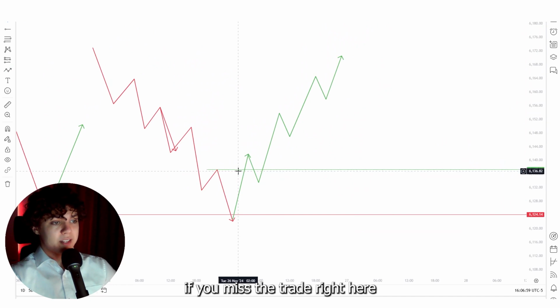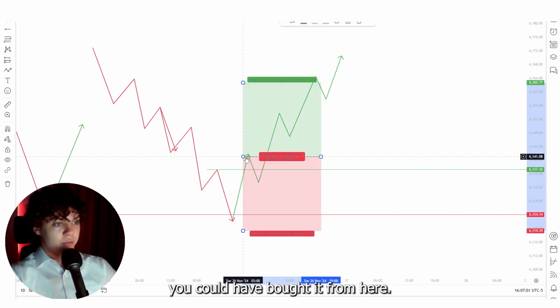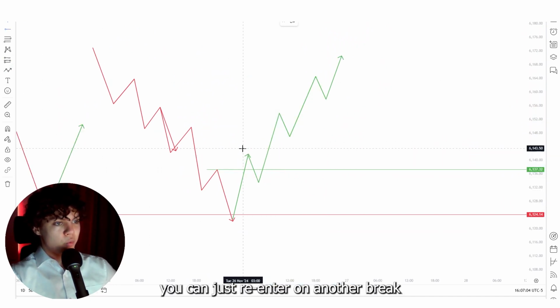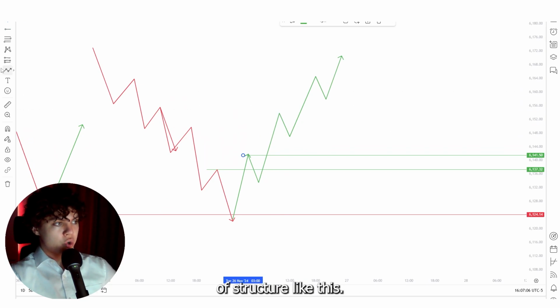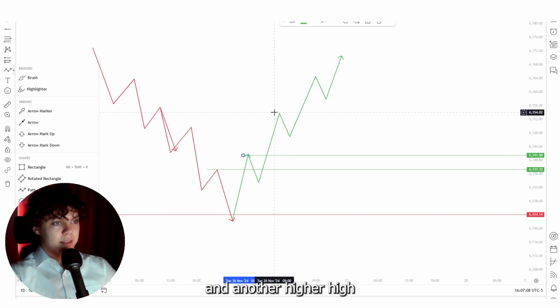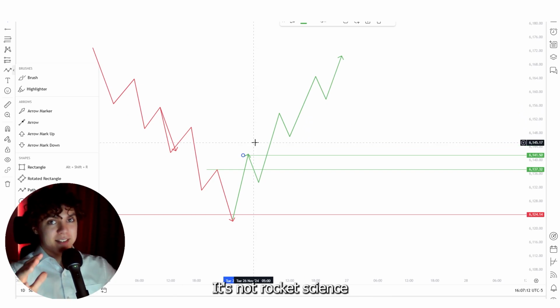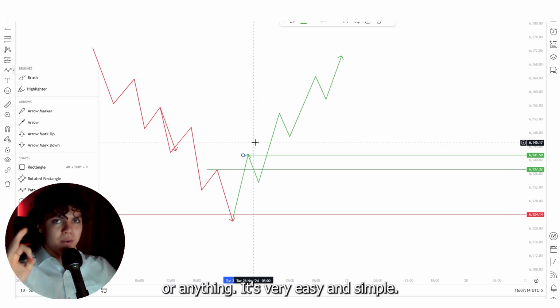And let's say if you miss the trade right here, first of all, you could have bought it from here, but if you miss it, you can just re-enter on another breakout structure like this, because this is our higher high, and another higher high, because this higher high closes above the most recent higher high. If that makes sense, it's nothing rocket science or anything. It's very easy and simple.